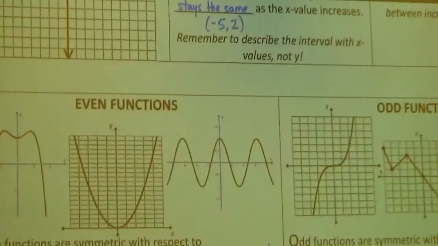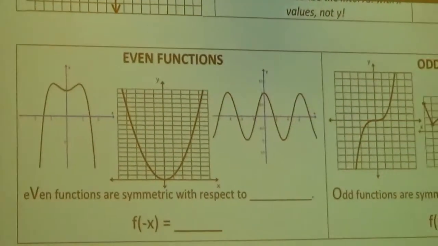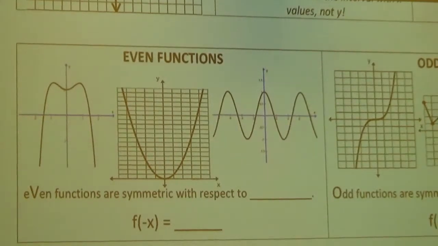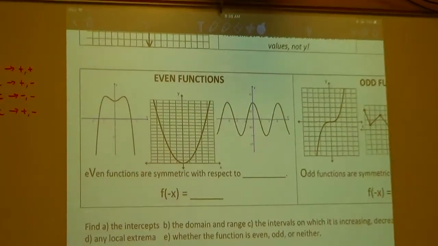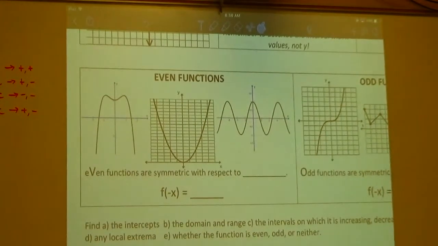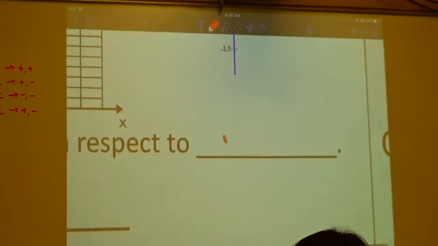The rest of the time, this is the last new thing that we can learn from just looking at a graph. Whether a function is even or odd. Now, an even function, they're functions that are symmetric with respect to the y-axis.